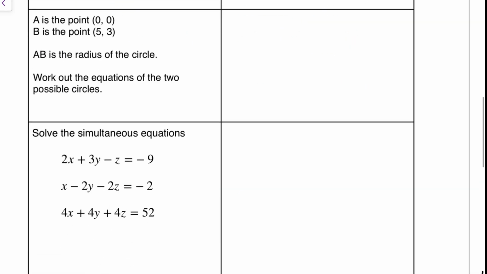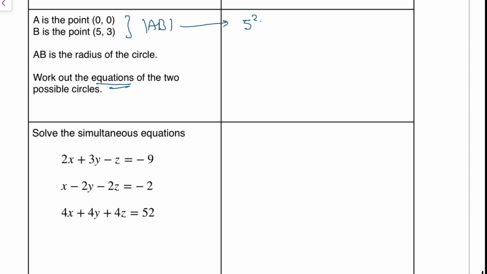Next question. Okay, A is (0, 0), B is (5, 3), AB is the radius. Oh, clever. Okay, I thought it would be the diameter. Work out the equations, plural, of the two possible circles. Well, what I'm going to need is the length A to B. So that just means the length of A to B, which is going to be, well, let's do it over here, so I'm not squishing it in.